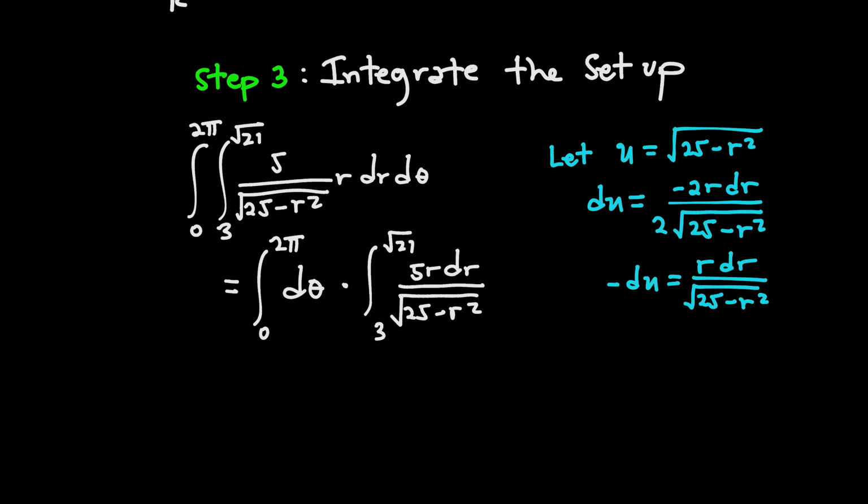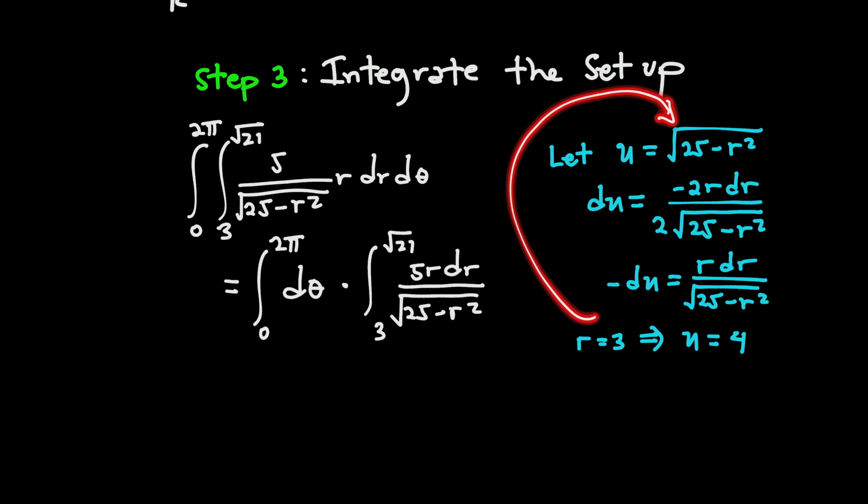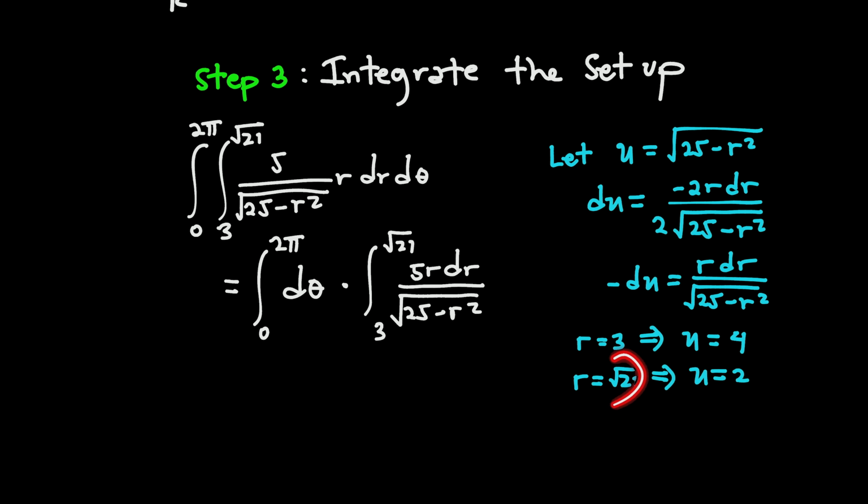Now, to completely do this one, we have to change the variable. When r is equal to 3, you have u is equal to 4. That is 25 minus 9, which is 16, and the square root of 16 is equal to 4. When r is equal to the square root of 21, this one gives you 25 minus 21, which is 4. And the square root of 4 is 2. Therefore, we have the following simplification.